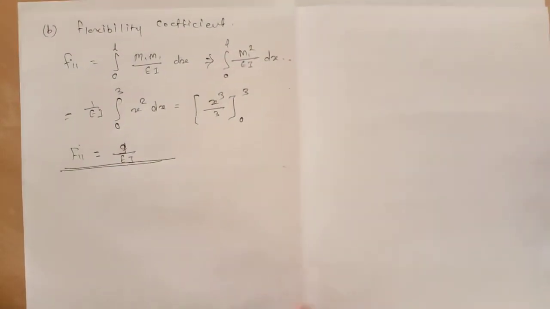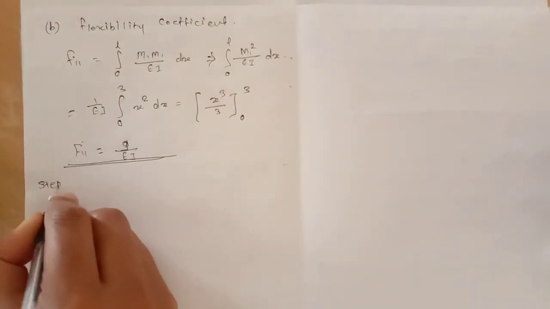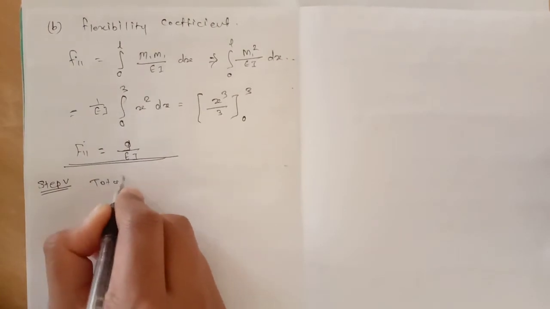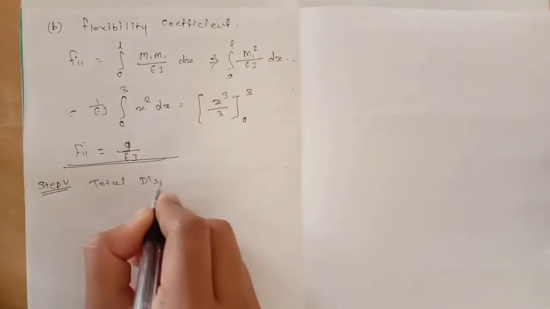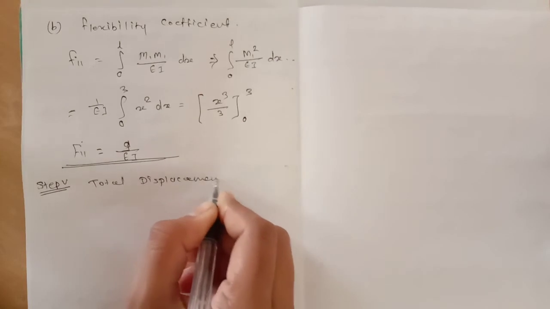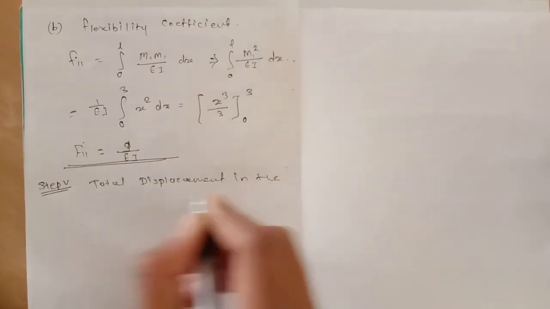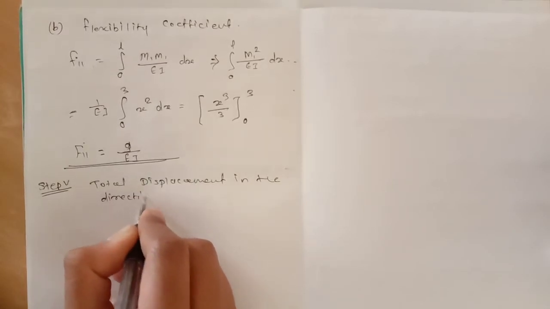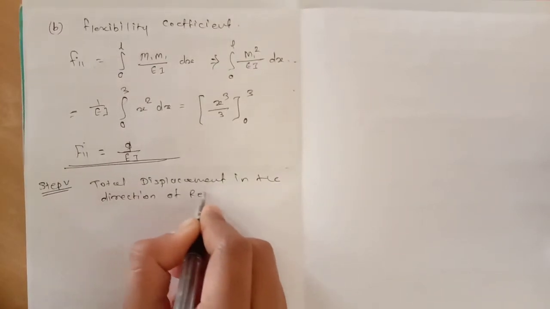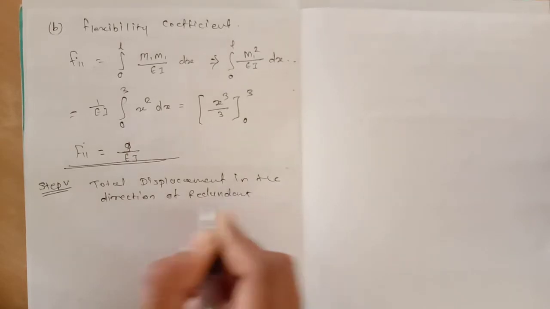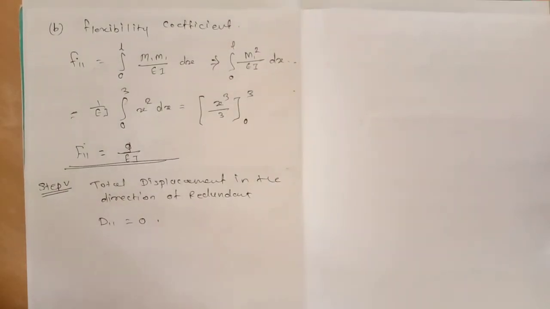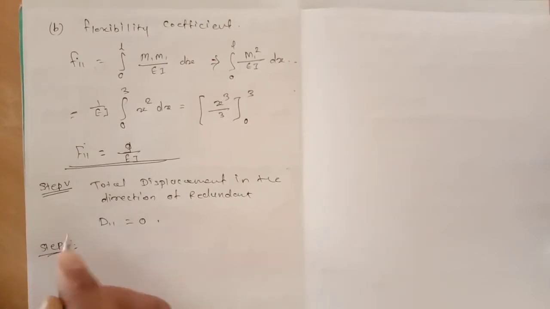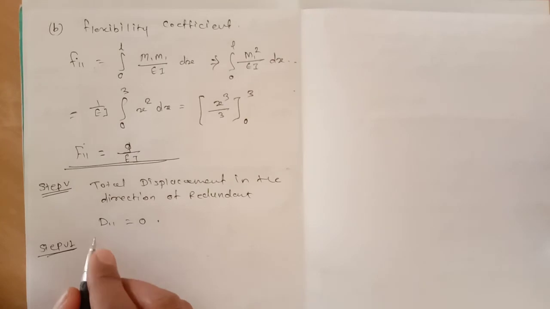Then next step, step number 5, is the total displacement in the direction of the redundant, that is D11 is equal to 0. Then step number 6 is applying the compatibility condition.